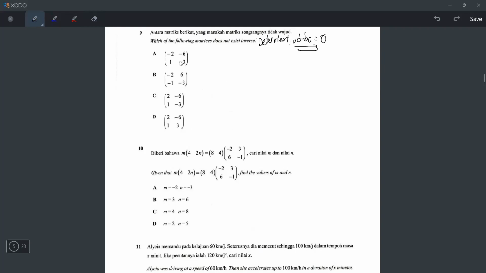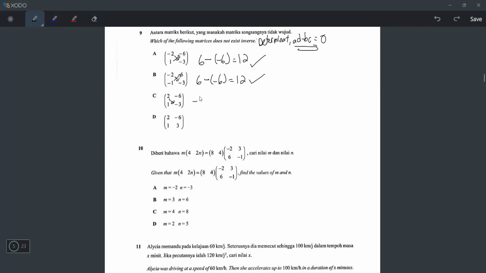Okay, so let's find the determinant. AD, so what's negative 2 times negative 3? Positive 6, minus 1 times negative 6, negative 6. So you get 12. So for this one, the determinant is 12. Okay, so this matrix has an inverse. What about this? Negative 2 times negative 3 is positive 6 minus negative 1 times, I think, negative 6. You get 12 also. So this matrix also has an inverse, because the determinant is not equal to 0.